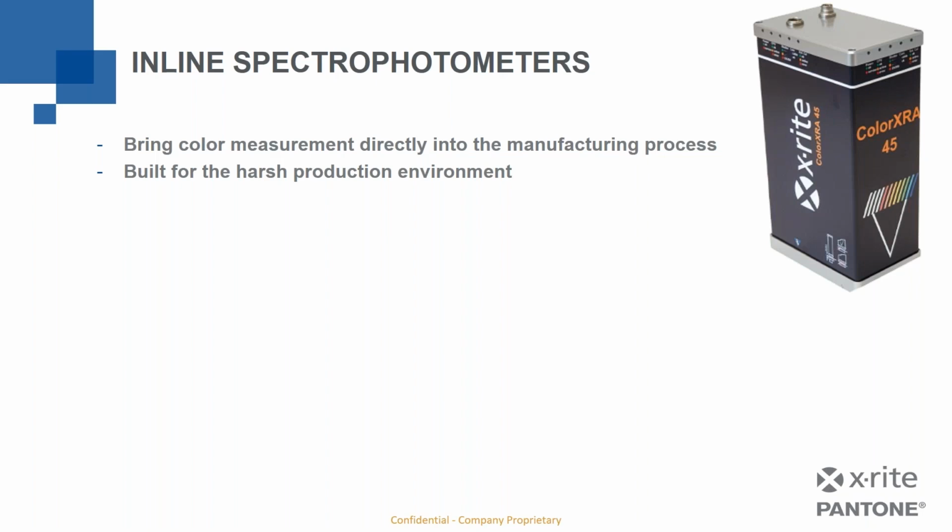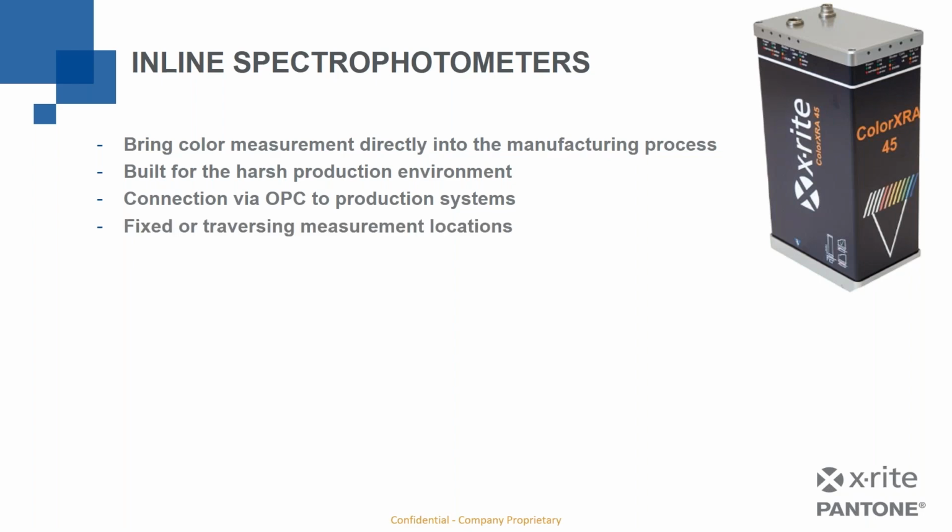Many of them have built-in internal calibration, so we don't have to worry about those things getting exposed to the production environment. So they're built for that environment. They can connect via OPC to a production system. So for example, the production system can tell the inline measurement system what it is going to be measuring, to recall a standard, those kinds of things.